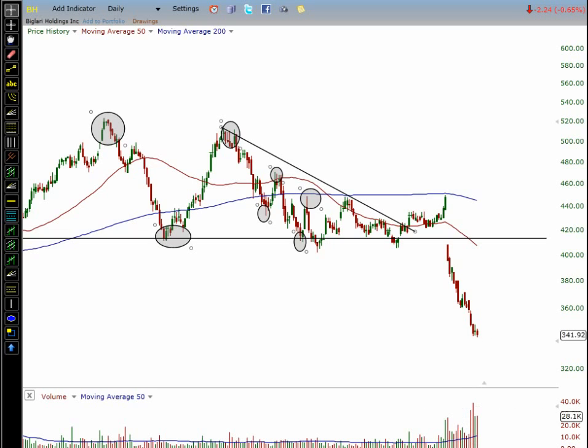So this is how you use price action along with moving averages, and you use price patterns to kind of tell the tale of what's going on, and then you see moves like this, and then you take advantage of it.